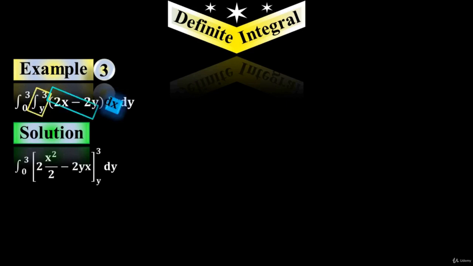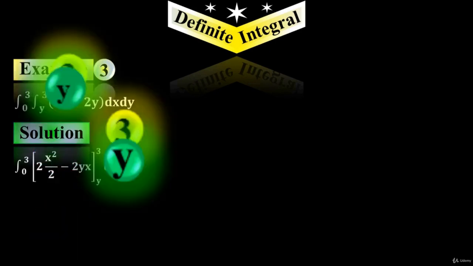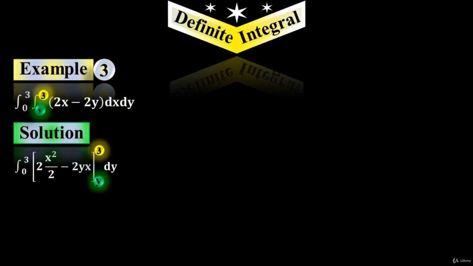Now solution. Take the first integration and integrate the given function with respect to x. After integration we have integral of 2 times x squared over 2 minus 2yx. Integration of 2x is 2 times x squared over 2, minus integral of 2y is 2yx. These are the limits. The lower limit is y and the upper limit is 3.